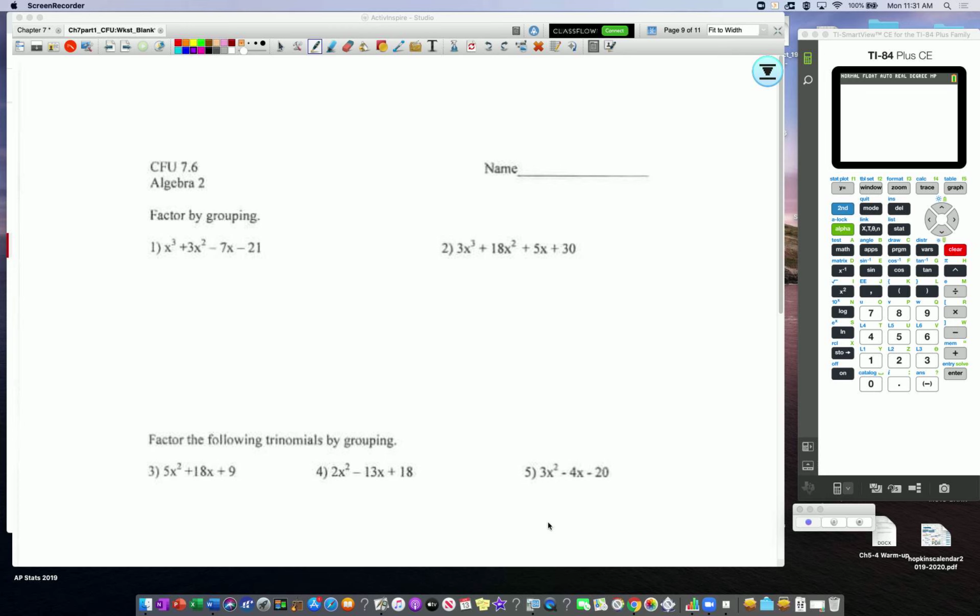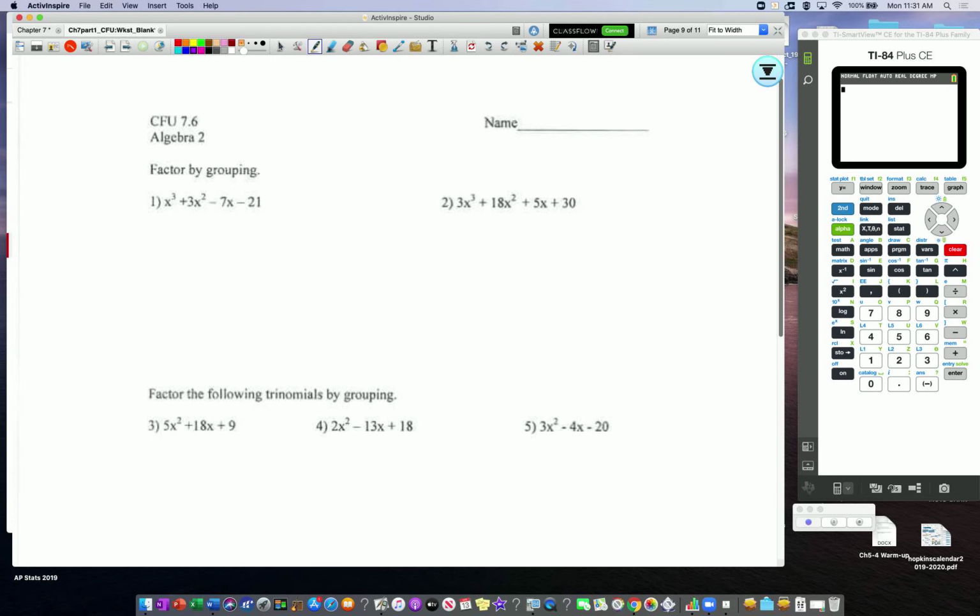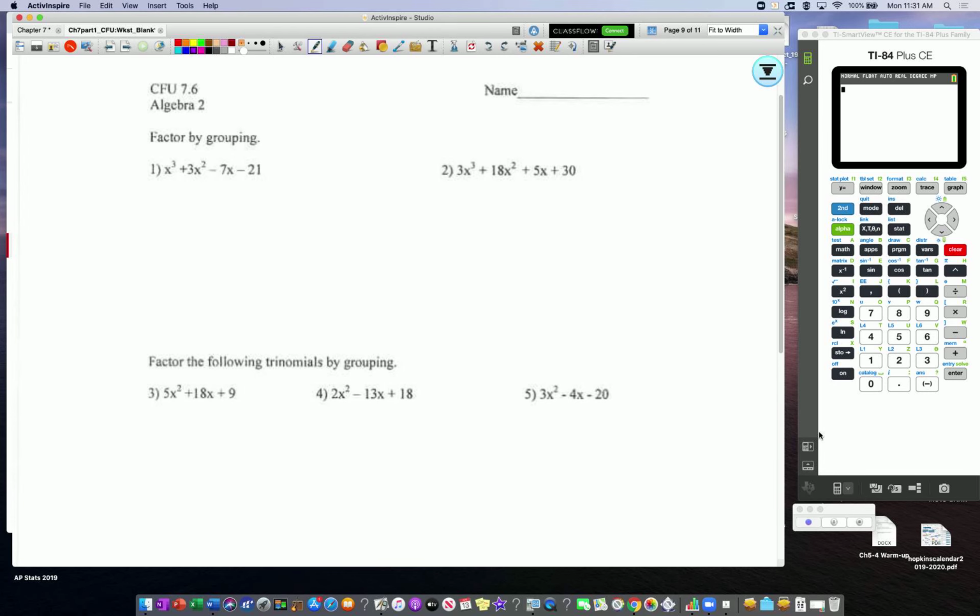All right, let's take a look at your CFU for 7.6 and the assignment. So this was, again, as I mentioned, kind of a nice review of what we were doing before. It's going to actually have some problems like what we were doing yesterday along with the new ones. So the first two examples are where we have these cubic equations.